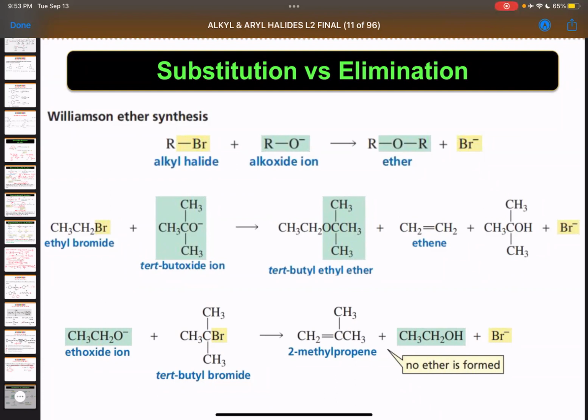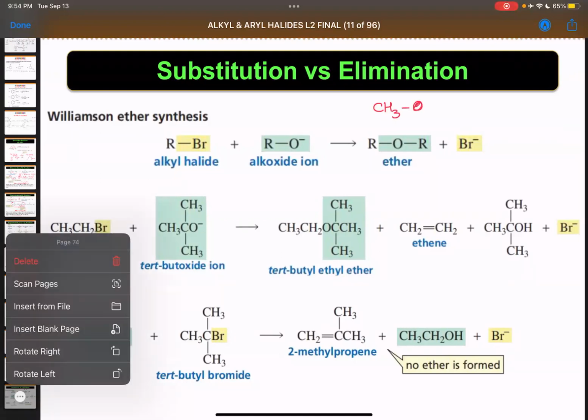So tell me, if you want to make this ether, which alkyl halide and which alkoxide should you choose? Remember it?